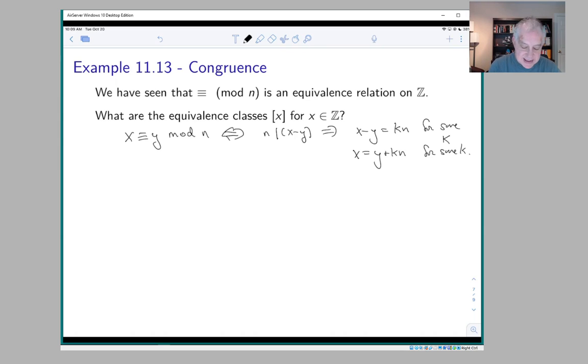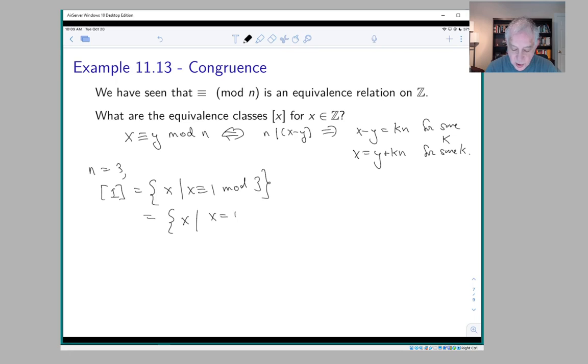Well, we could look at an example. Let n be 3, and let's look at the equivalence class of 1. This is the collection of x's such that x is congruent to 1 mod 3. Well, by this little calculation here, that's equal to the set of x's such that x equals 1 plus 3k for k in Z.